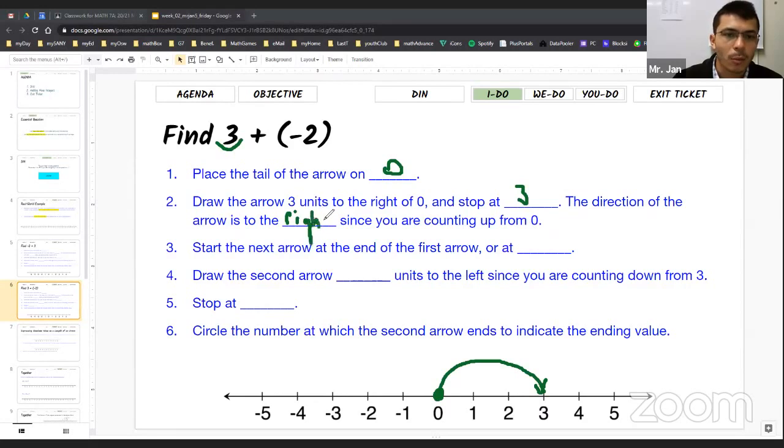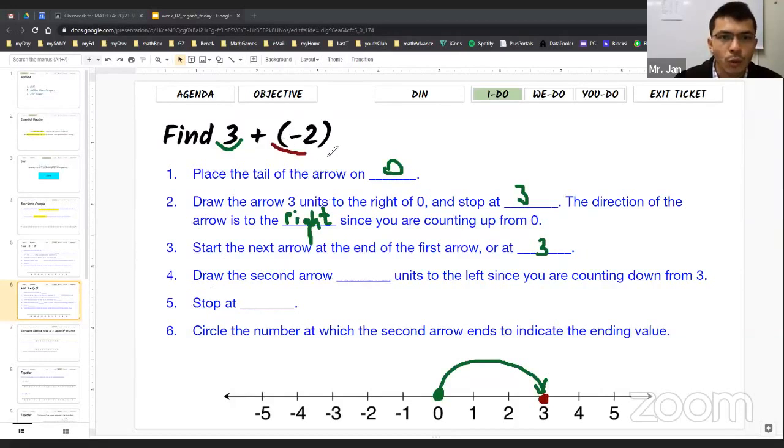Okay, hopefully I can write this so that you can read it. It's very hard to write on the screen using a mouse. So the next step is to start the next arrow at the end of the first arrow, so you need to start at 3. Let me pick another color because I'm doing the second action. So you're going to start at 3, at the end of the first arrow, and draw the second arrow. How many units?